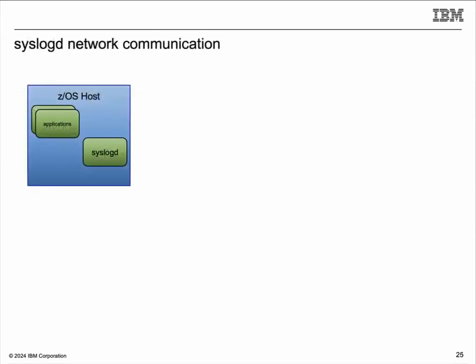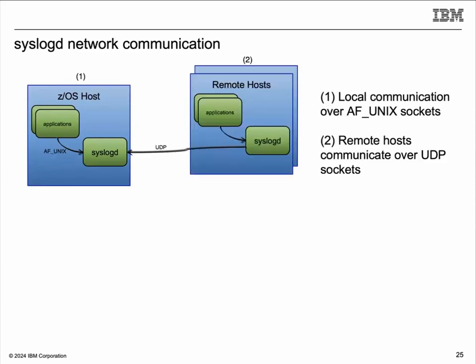So pictorially, how does this really work today? Well, for example, you might have a zOS host, and there's a set of applications running on that host, and it is using an AF_UNIX socket to talk directly to syslogd using the syslog API. You may have another set of remote hosts anywhere, and these could be zOS hosts, Linux hosts, Windows hosts, any host that also runs syslogd.